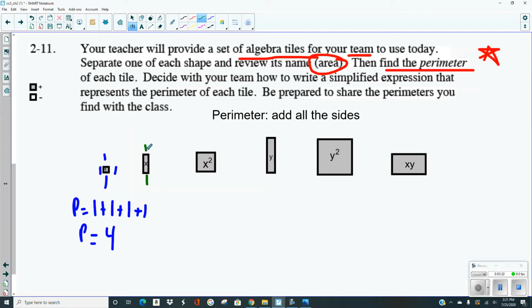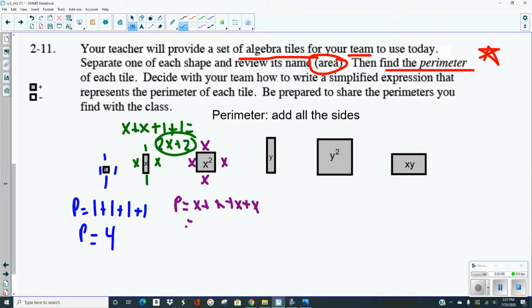The X tile has dimensions of 1 and X. So the perimeter would be combining your X plus X, those are like terms, and your 1 plus 1. So I have 2X plus 2 as your perimeter for the X tile. Continuing, each side length for my X squared tile is X. Therefore, if I add up all the sides, I end up with 4 X's.